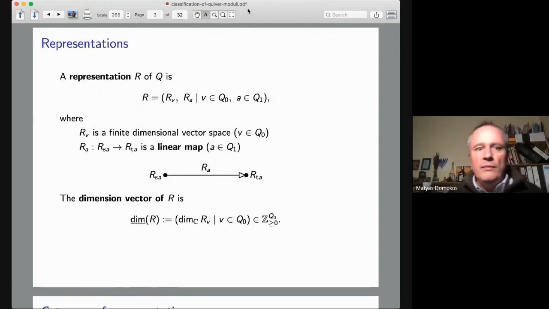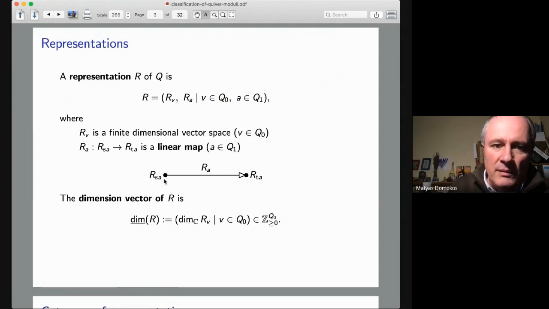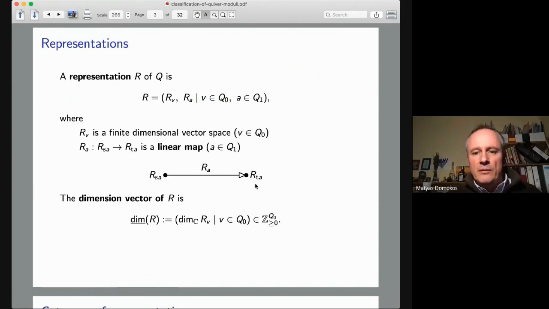A representation of the quiver Q is a collection of vector spaces and linear maps. To each vertex, we associate a finite dimensional vector space, and to each arrow, we assign a linear map from the vector space attached to the source of the arrow into the vector space belonging to the target of the arrow. And we call the dimension vector of the representation R the collection of the values of the dimensions of the vector spaces associated to the vertices.